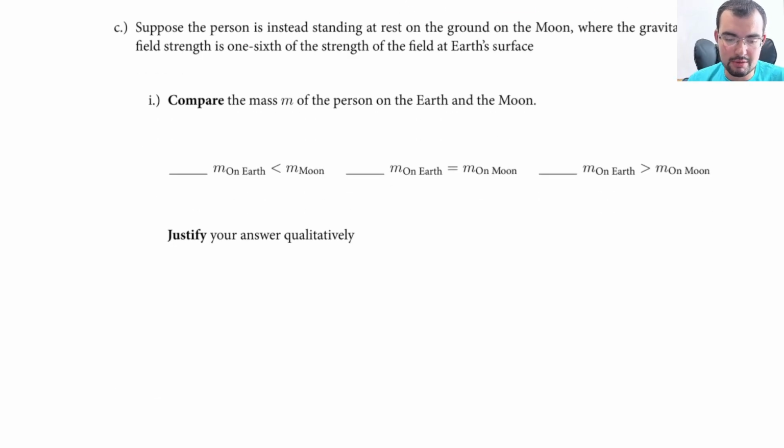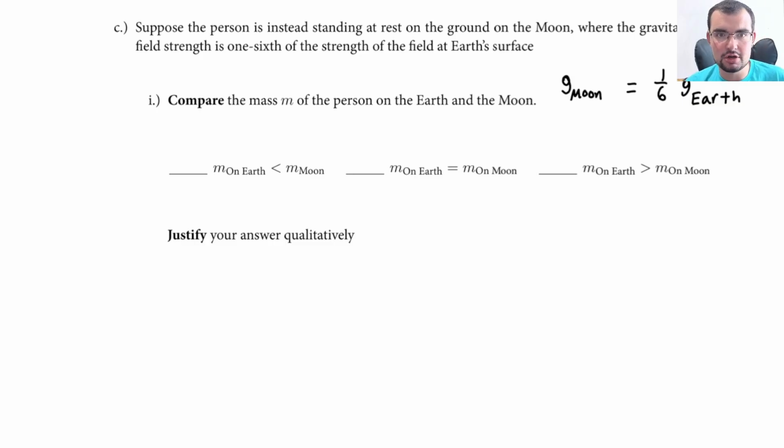All right, now we are moving the person to the moon, where the gravitational field strength is 1/6 of Earth's gravitational field strength. So we're given that g of the moon is just 1/6 g on Earth's surface. So let's compare the mass of the person on the Earth versus the moon. This is a pretty common type question.